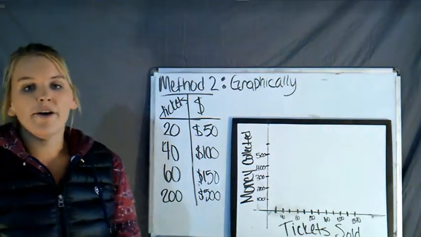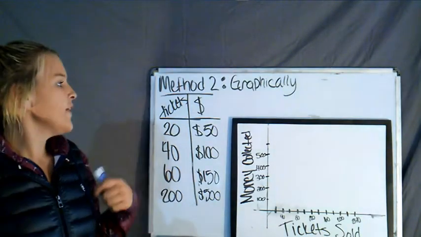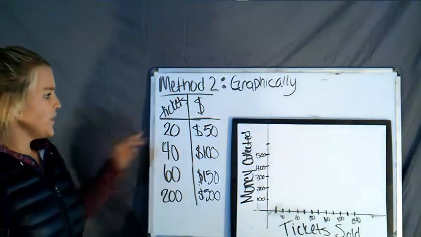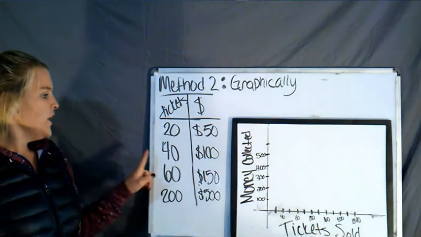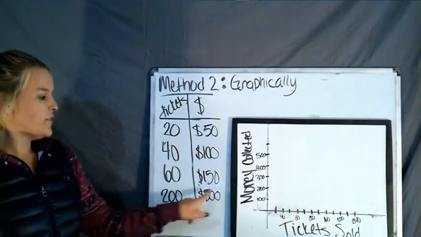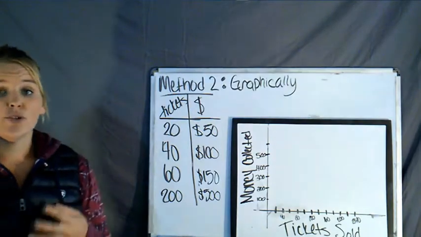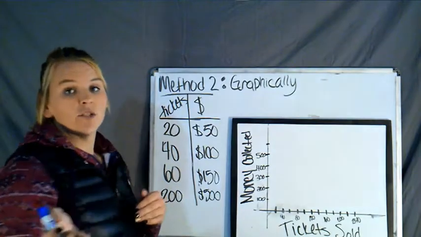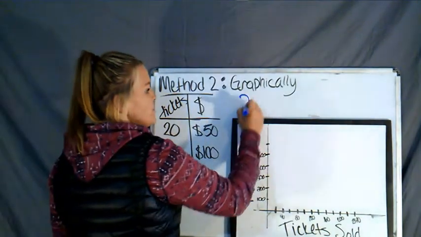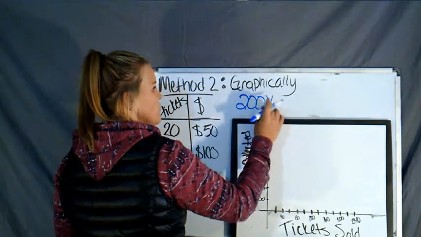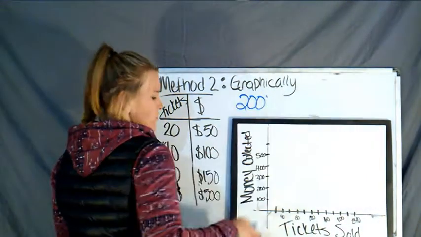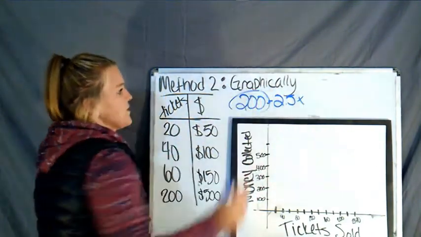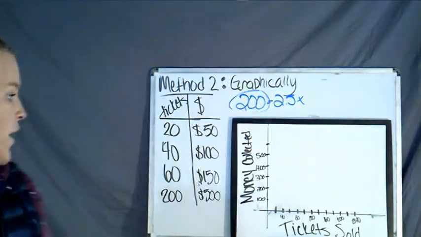So now that we've solved this numerically, we're going to solve it graphically. If I was told that we know that these points, there's 20 tickets sold, there will be an income of $50. There's 40 tickets sold, we'll have $100, 60 is 150, and 200 is 500. And I was told to solve how many tickets will be sold at $200. So we're still searching for 200 is equal to 2.5x. So I want to know what's our x going to be at 200.